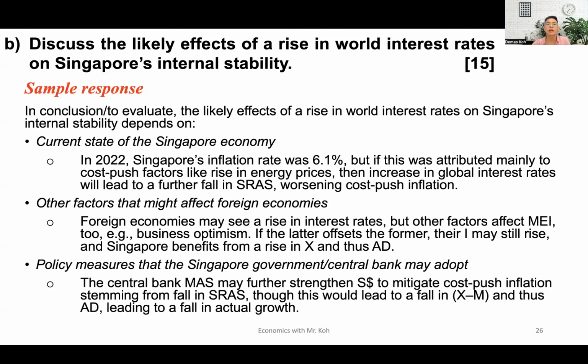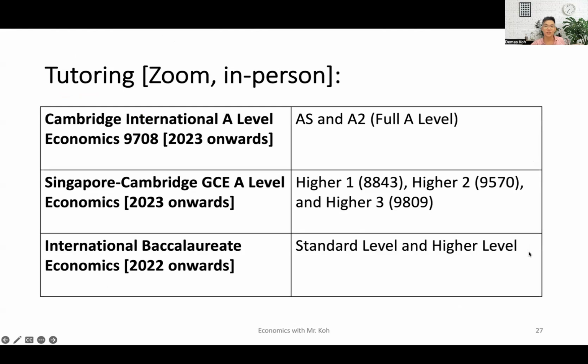habitual, right, in formulating evaluative points. All right, so we come to the end of this part B of the essay question, the second part of the two-part video.